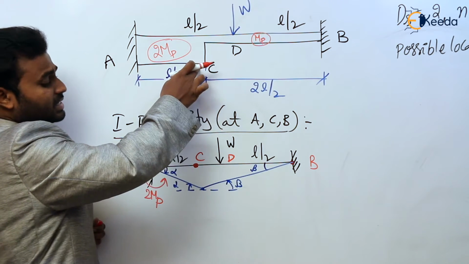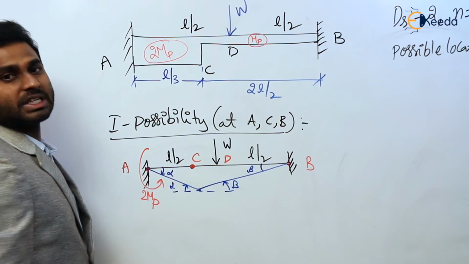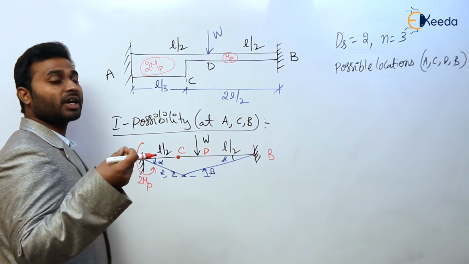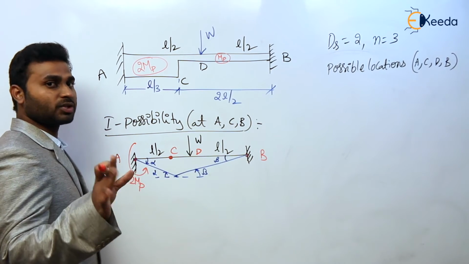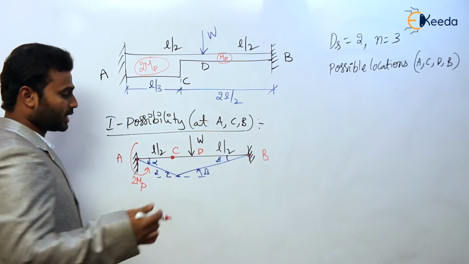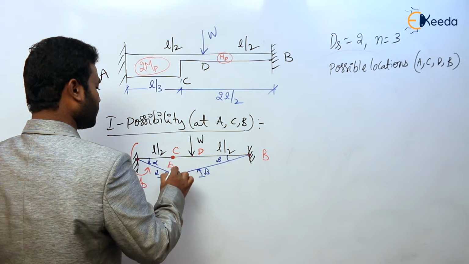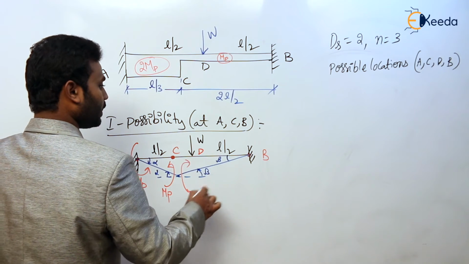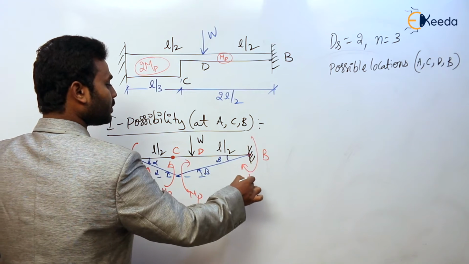At C, C is a junction. So observe, C is a junction, where the 2 cross sections having different plastic moment carrying capacity are meeting. Now which one to consider? The least one is to be considered. So here we have to consider MP, not 2 MP. The reason is it is an internal effect. At B, where the hinge is formed, it is MP.